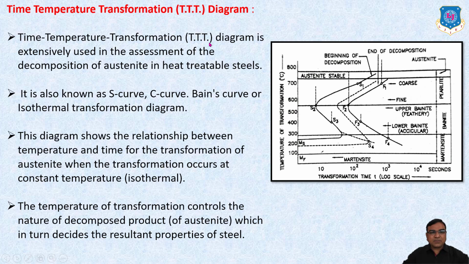The time temperature transformation TTT diagram is extensively used in the assessment of the decomposition of austenite in heat treatable steels. It is also known as the S curve, C curve, Bain's curve or isothermal transformation diagram. This diagram shows the relationship between the temperature and time for the transformation of austenite when the transformation occurs at a constant temperature, that is, isothermal. The temperature of transformation controls the nature of the decomposed product of austenite, which in turn decides the resultant properties of the steel.